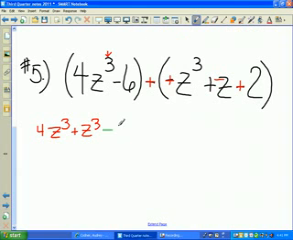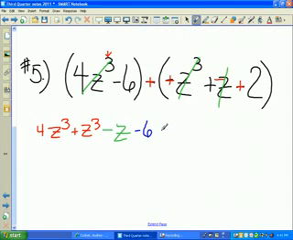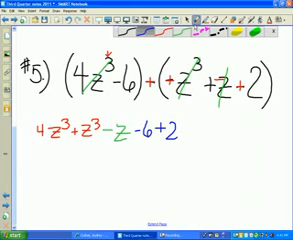But we do have a minus z. Okay. Any other z's up here? No, because we took care of that, took care of that, took care of that. So now what's left over is this minus 6 plus 2. And now let's get our like terms together.